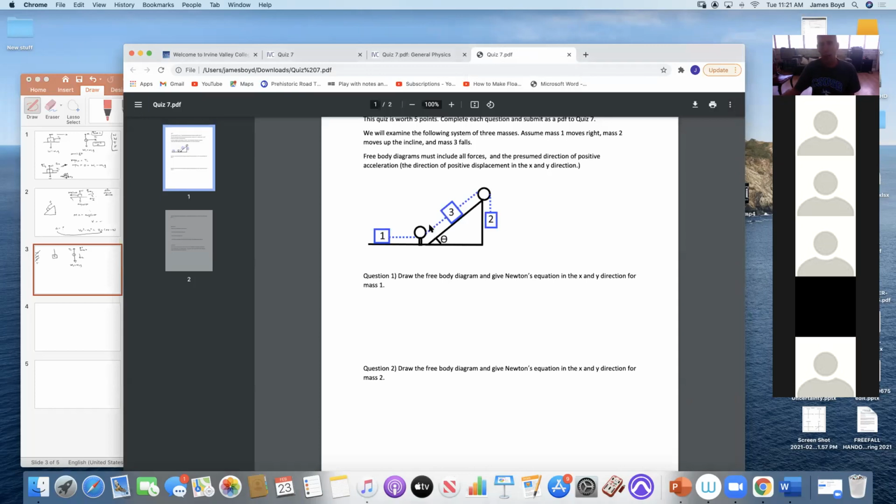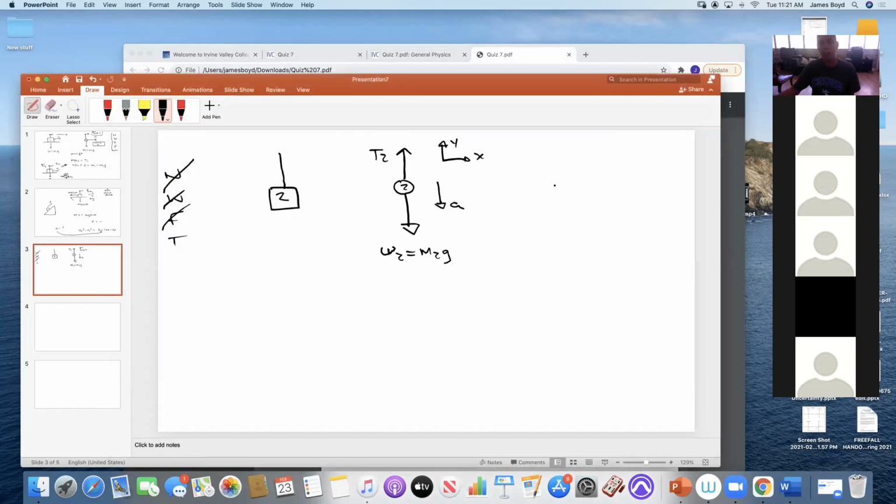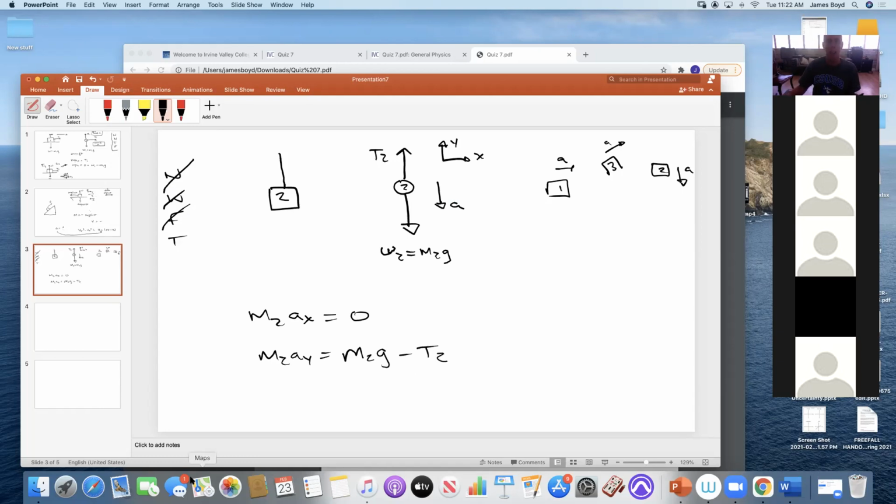So 1 is going to go to the right, 3 is going to go up, 2 is going to go down. They have to be consistent. When you do the 1A, 3A, and 2A, the A's all have to be consistent, and that has to be your direction of motion. All right, so what do we write? We write M2AX, M2AY. There are no forces in the X. In the Y, we said down was positive A, M2G minus T2.